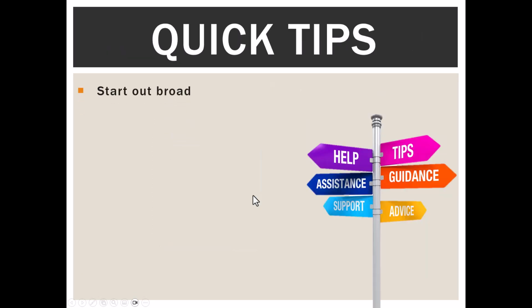So a couple of quick tips. Start out broad and add your terms or limiters one at a time. You don't want to throw everything in at the same time because you could end up with no results and you won't be sure why. So add a word and see what that does. Take away a limiter and see how that might affect your search. You want to make sure that you're being flexible. It's an art. It's not a science.